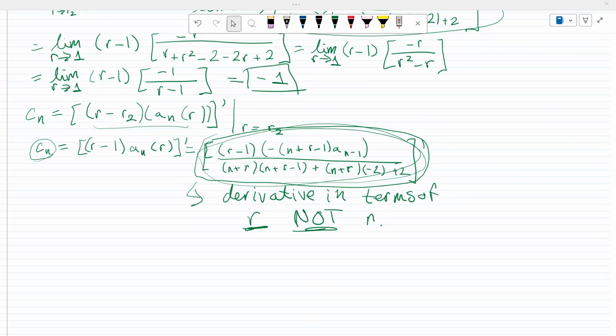Again, I'm not going to simplify the Cn, but just know the process, right? When we have this full expansion here, you take the derivative in terms of r, and then you're good.